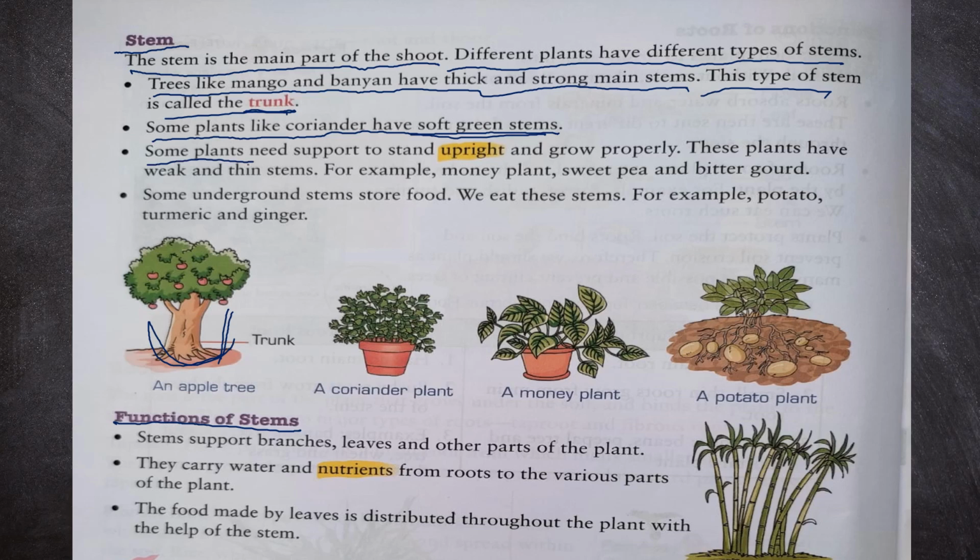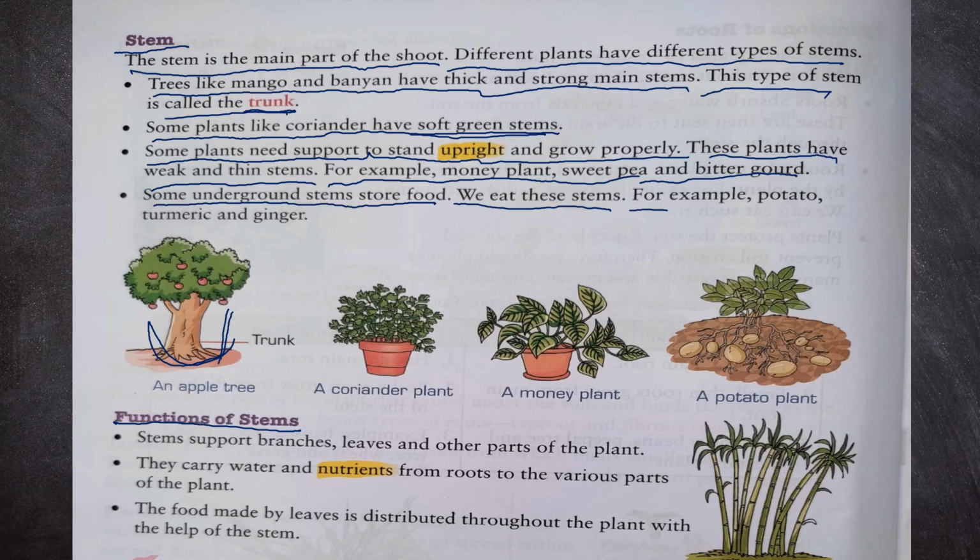Some plants need support to stand upright and grow properly. These plants have weak and thin stems. For example, money plant, sweet pea and bitter gourd. Some underground stems store food. We eat these stems. For example, potato, turmeric and ginger are underground stems we eat.